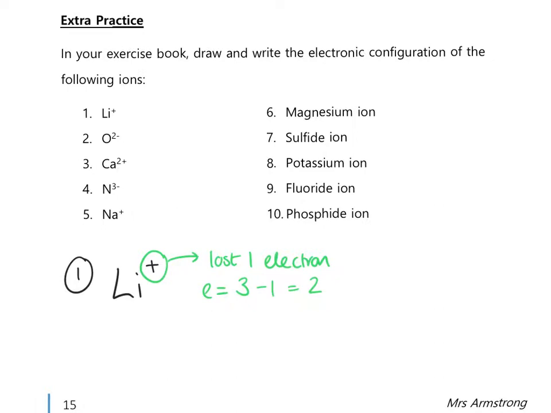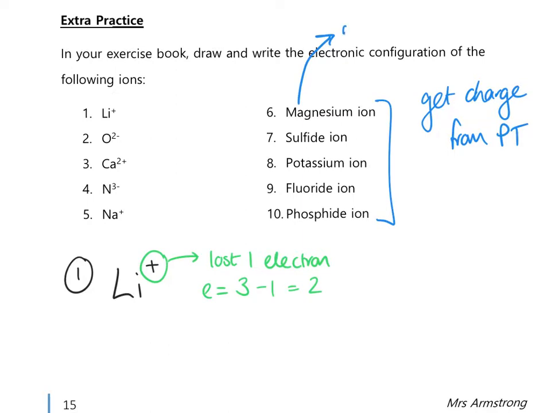So 1 to 5 are fairly straightforward, you've been given your charge. For numbers 6 to 10, you're only given the name of the ion, but remember, get the charge from your periodic table. So for example, magnesium is in group 2, so they all form ions with a charge of plus 2. So that's the charge on it, so it has lost 2 electrons and go from there. So look to the top of the group, you should have written your charges on. That gives you the charge of the ion, and then draw your electronic structure from there.